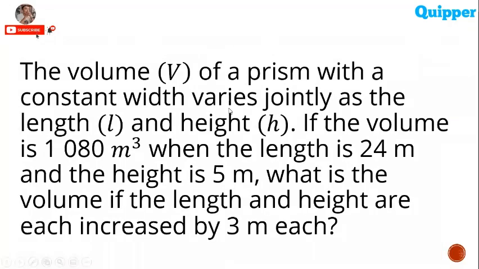For your individual practice: the volume of a prism with a constant width varies jointly as the length and height. If the volume is 1080 meters cubed when the length is 24 meters and the height is 5 meters, what is the volume if the length and height are each increased by 3 meters? Take note, understand the problem. For your answer, please use the comment section.